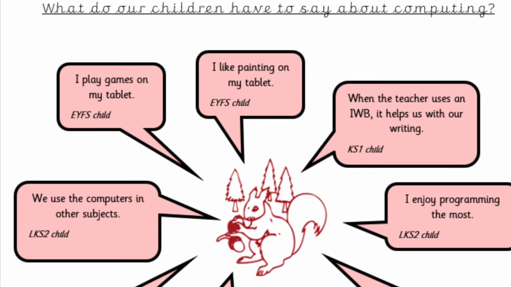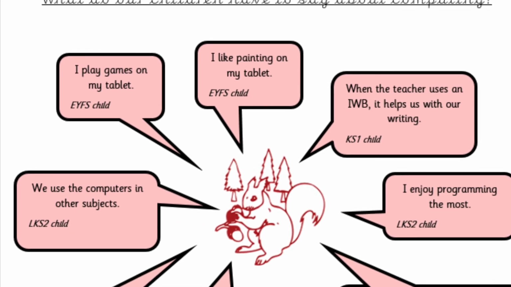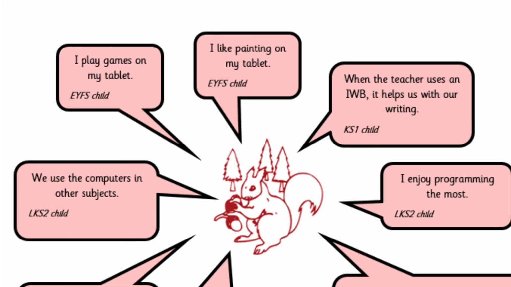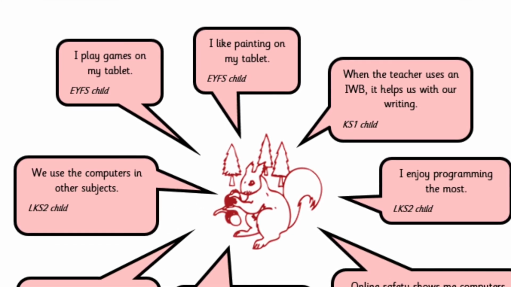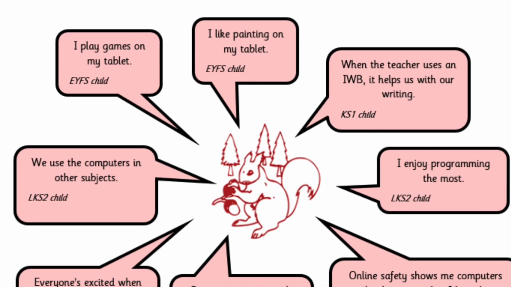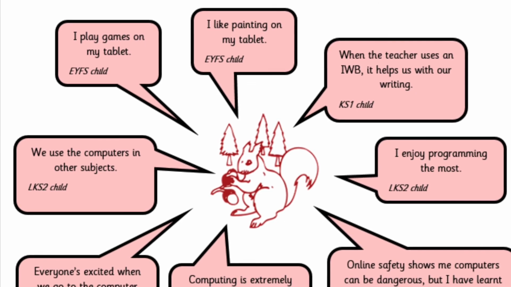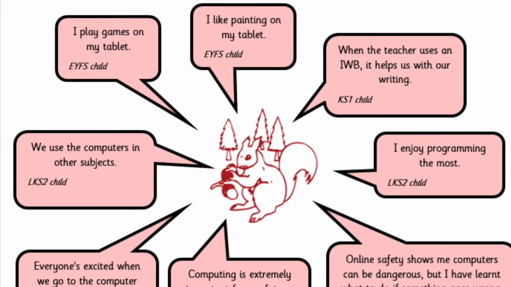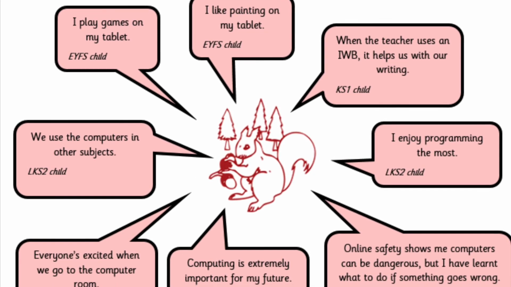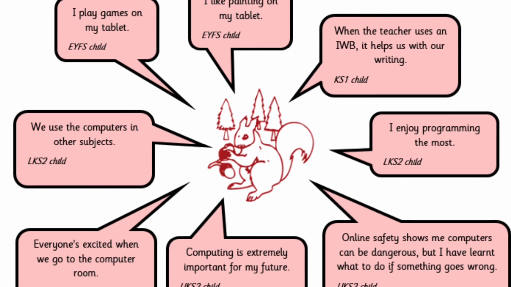So what do our children say about computing? They love it. They like playing on their tablet, they like to use computers in other subjects in a cross-curricular way, they enjoy programming and using their logical, creative reasoning to find solutions to problems on a computer. They like to use the interactive whiteboards and TV screens because the teacher can model skills they want the children to learn. They enjoy learning about online safety because it shows the children how computers can be dangerous, but how, with the necessary skills, they can navigate their online world safely.